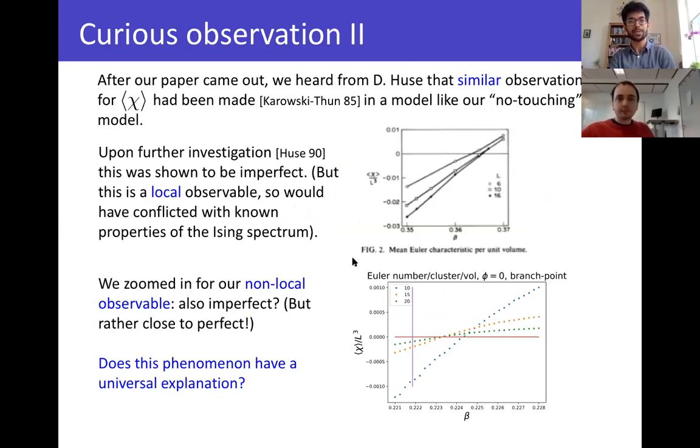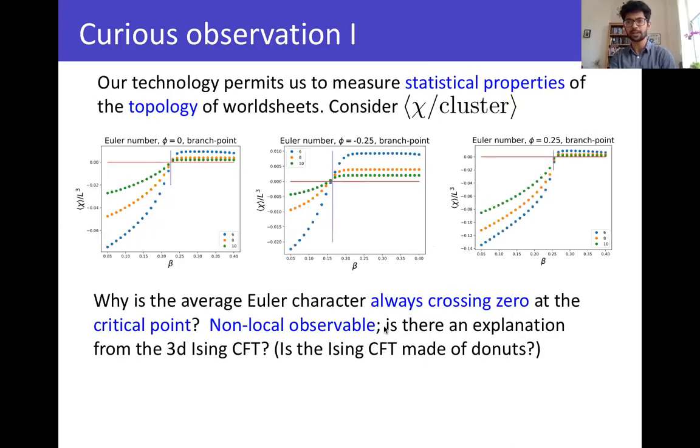I'm happy to talk about this more. But in principle, we have pictures, like snapshots of these configurations, but I don't really know what to look for. So if you ask me, please make a plot of the average density of Euler tori, then I can do that for you. But I don't really know how to slice this data. So if you have any ideas, please let me know.